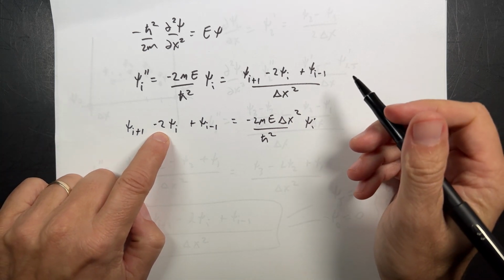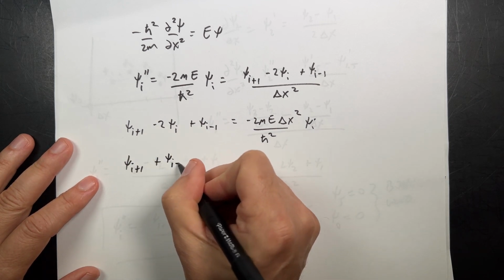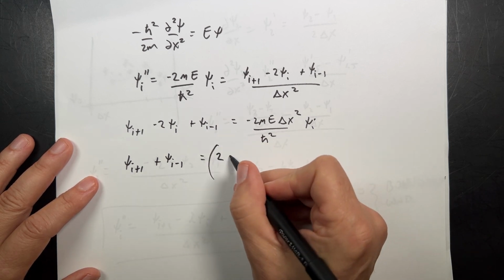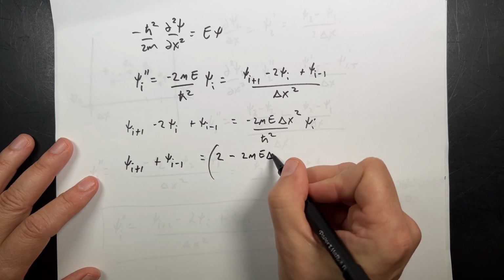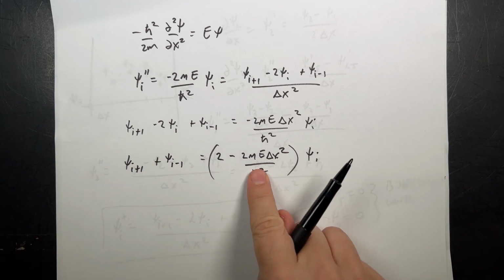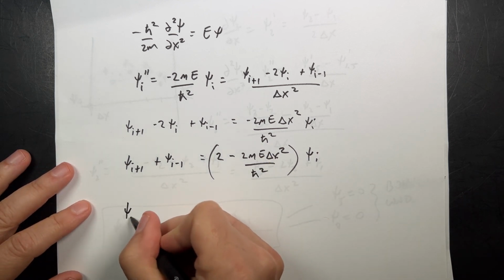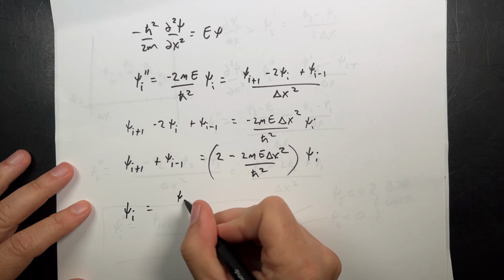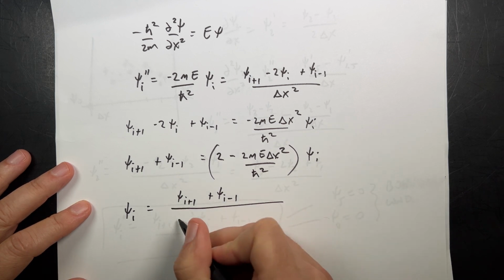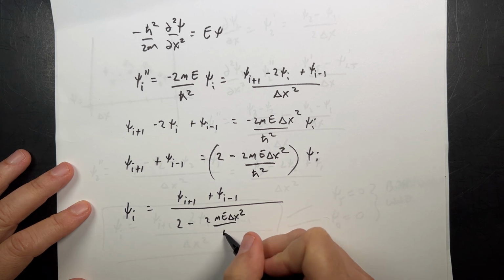Now I'm going to add this term to both sides: psi I plus 1 plus psi I minus 1 equals 2, and I'm going to factor out the psi I, 2 minus 2mE delta x squared over h bar squared, times psi I. And then divide both sides by this, which is just a constant, so it's no big deal. It does, but that E does change. So psi I, messy alert, equals psi I plus 1 plus psi I minus 1 over 2 minus 2mE delta x squared over h bar squared.